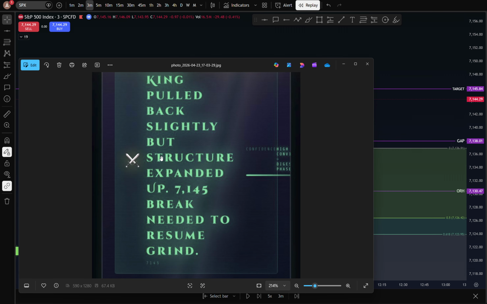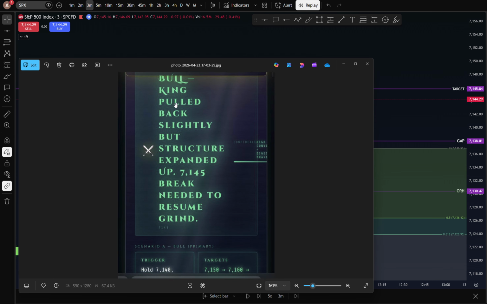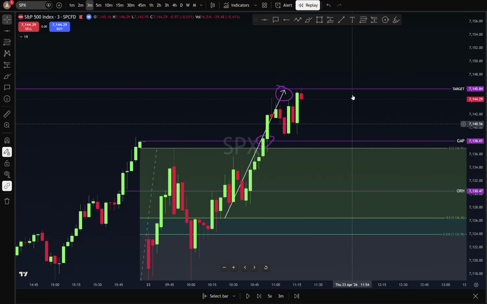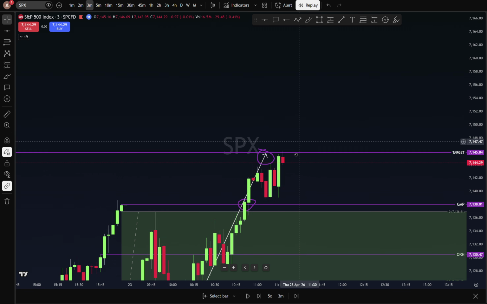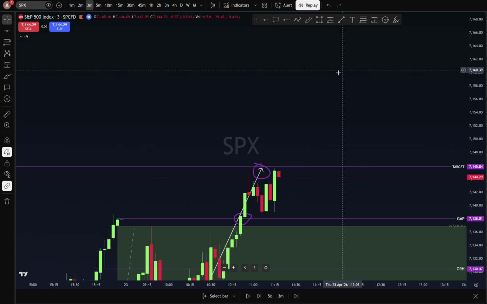So here it says bull king pulled back slightly, but structure expanded up, 71.45 break needed to resume grind. So basically saying if it breaks 71.45, then it's gonna pump. Okay, it's gonna resume pumping. If not, then this. So this one is working right now as a resistance to keep SPX below.